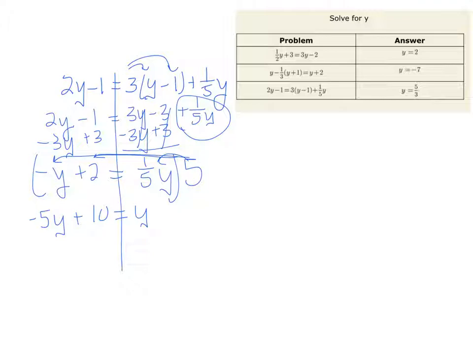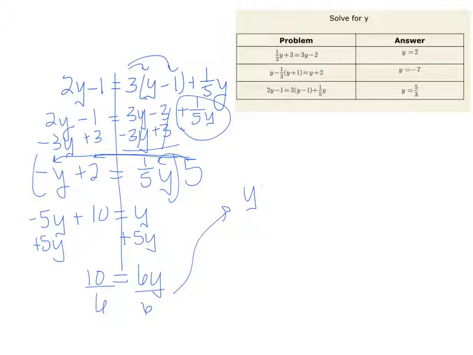Now I can combine some terms again. I'm going to add 5y to both sides. So I have 10 equals y plus 5y is 6y. I'm going to divide by 6 on both sides. Kind of flipping this around to get y equals 10/6, just close to my answer. I need to simplify this by dividing by 2. And so I have 5/3. So y equals 5/3.